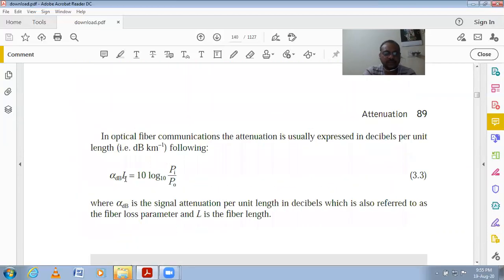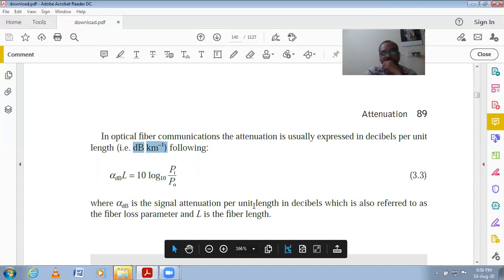In optical fiber communication, the attenuation is usually expressed in decibels per unit length, that is dB per kilometer. This is the unit. So alpha dB times L is equal to 10 log10 of Pi upon Po, where alpha dB is the signal attenuation per unit length in decibels, which is also referred to as the fiber loss, and L is the fiber length. So it is a very important equation, right?